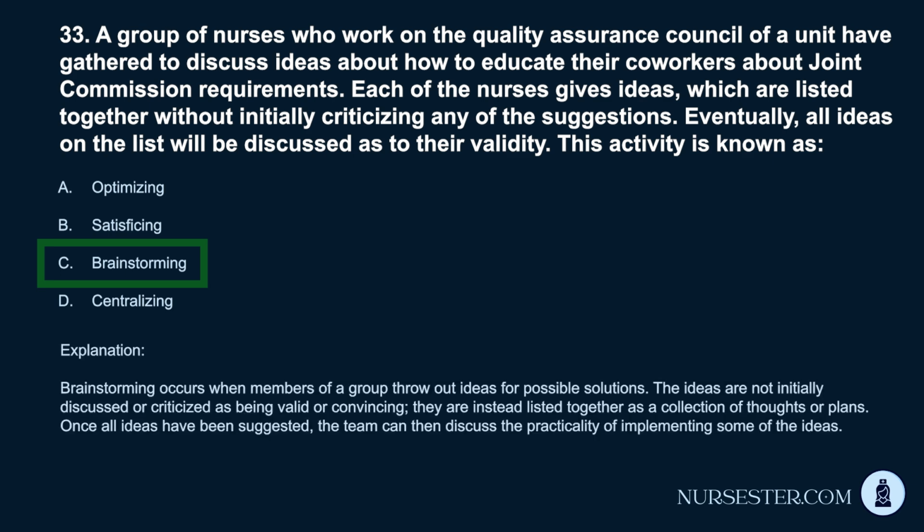Brainstorming. Brainstorming occurs when members of a group throw out ideas for possible solutions. The ideas are not initially discussed or criticized as being valid or convincing, they are instead listed together as a collection of thoughts or plans. Once all ideas have been suggested, the team can then discuss the practicality of implementing some of the ideas.